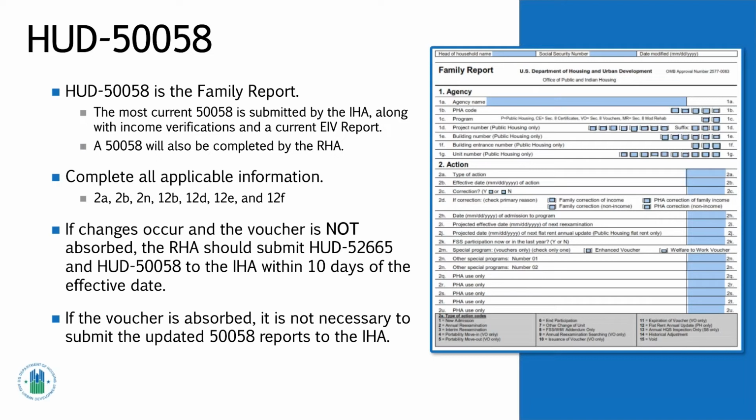The cost billed per month is shown on line 12E, and this amount can be pulled from the 52665 that we looked at just a few minutes ago. And if the receiving housing authority is absorbing the voucher, then the cost billed per month should be 0, also shown on line 12E. And the initial housing authority's PHA code should be shown on line 12F.